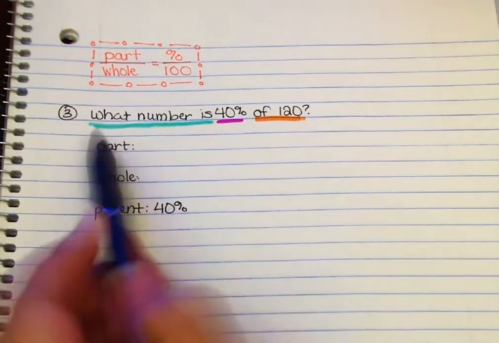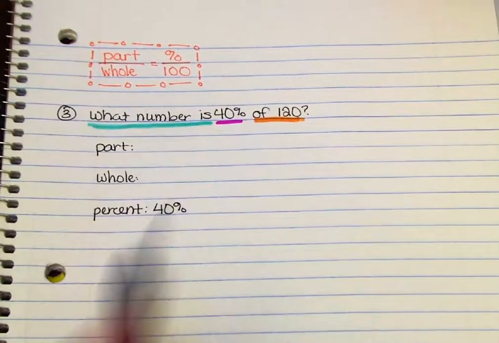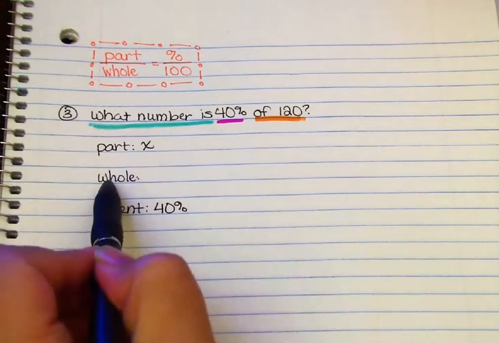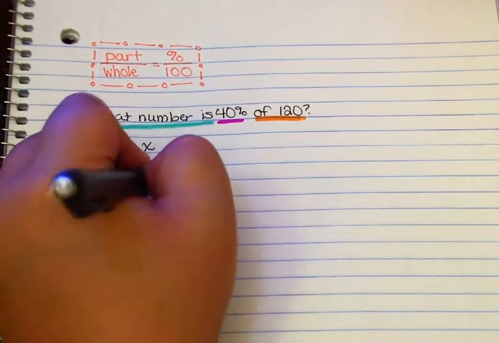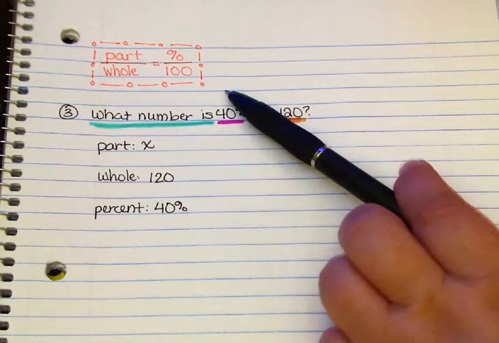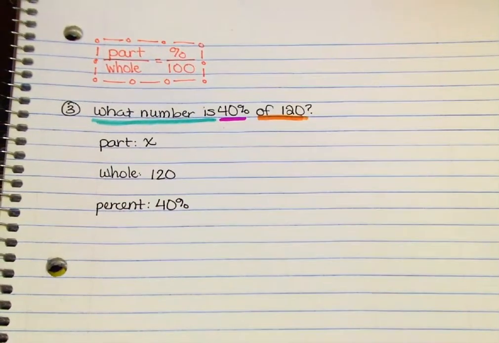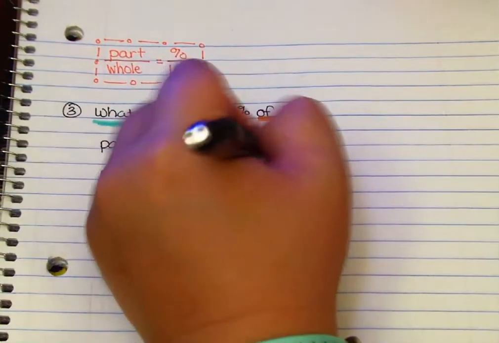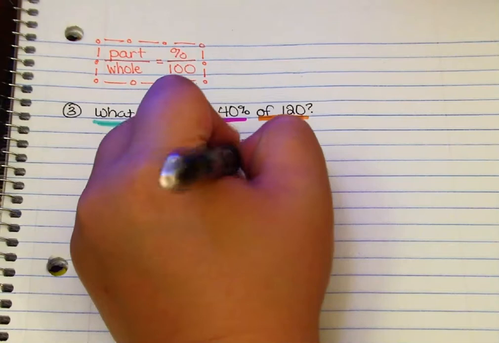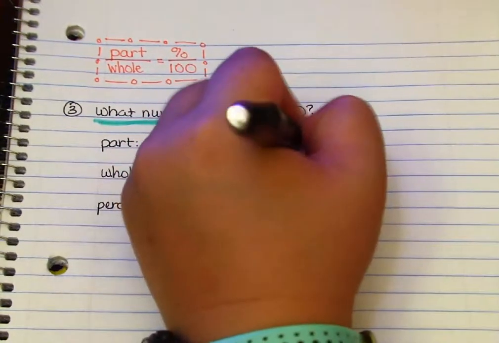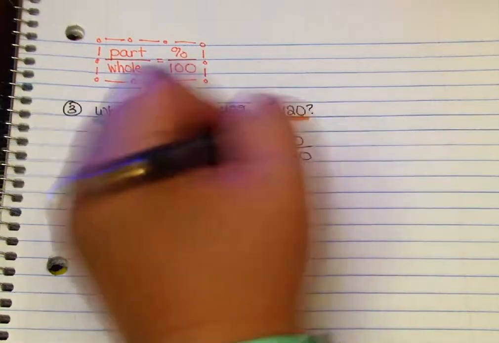Okay. Now what number is, remember that's my part, so I don't know what it is. I'm going to use X again. Of 120 is the whole, so this is that 120. And I'm going right back up to my percent proportion. Part over whole equals percent over 100. So this means we have X over our whole, which is 120, equals percent, which is 40 out of 100.